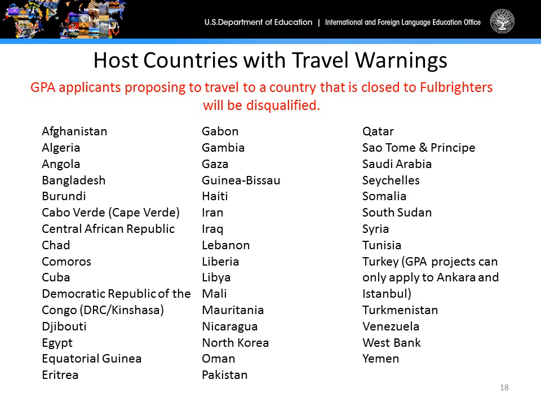We highly encourage each applicant to check the State Department's website for alerts and warnings, as GPA applicants proposing to travel to a country that is closed to Fulbrighters will be disqualified. The countries on this slide are the current countries that are closed to Fulbrighters. If you are unsure of a specific country, please feel free to email me at gpa@ed.gov. As a reminder, as we often receive inquiries about Cuba and Egypt, these countries are currently closed to Fulbrighters.